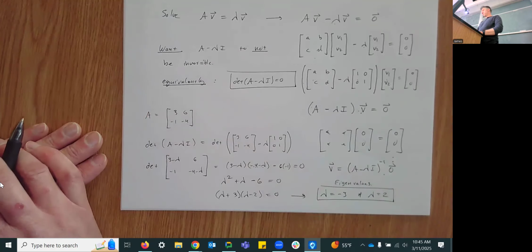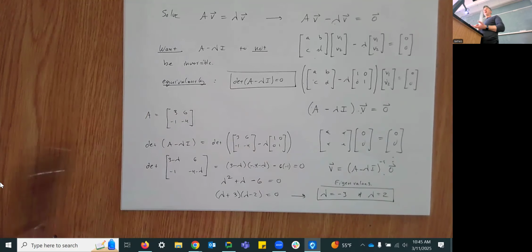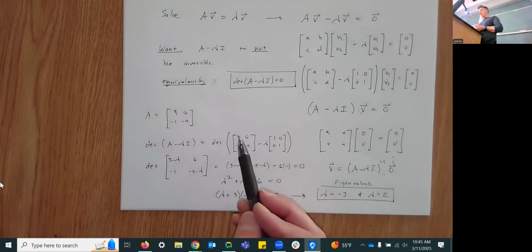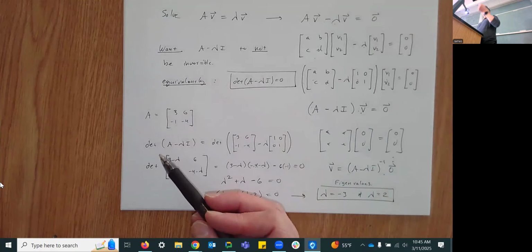So, I'll say again, to find the eigenvalues, you take your original matrix, you subtract lambda from each of the diagonal spots, take the determinant of that 2 by 2, set it equal to 0, solve for lambda.